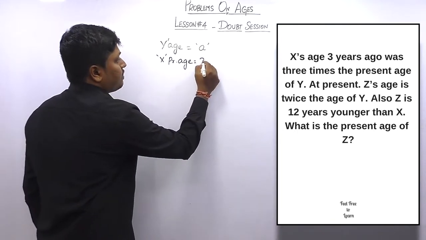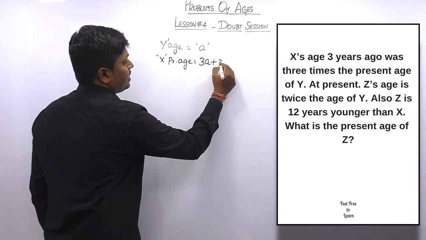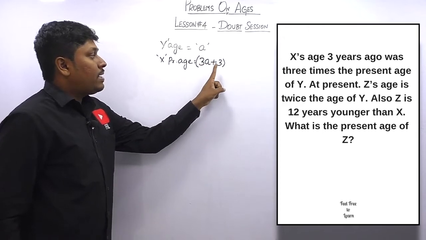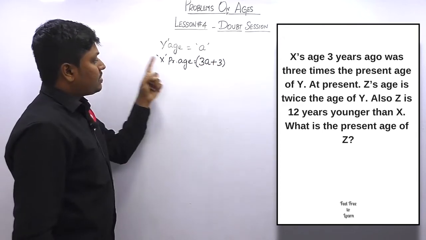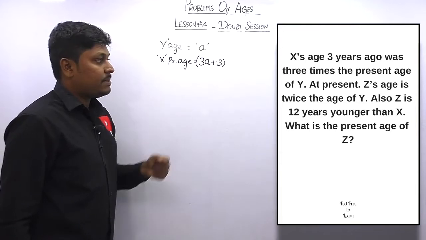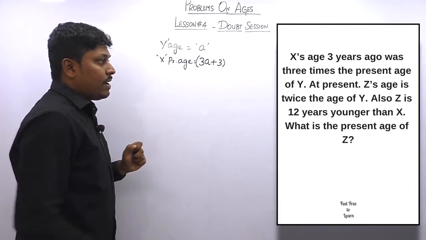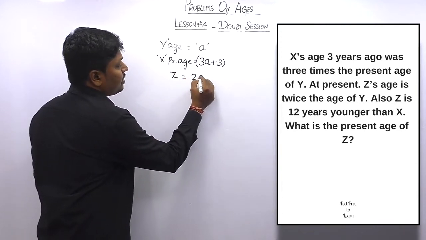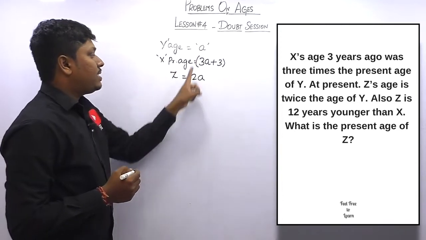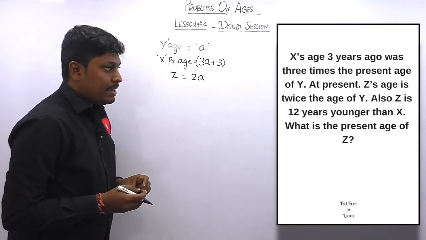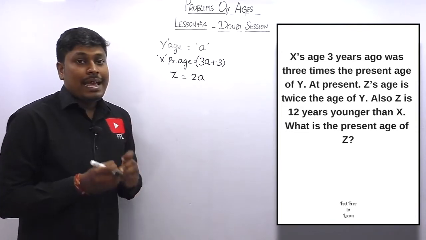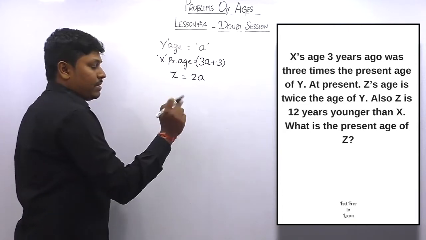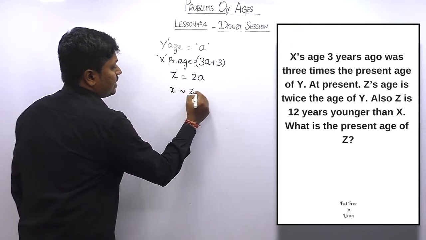So 3 times the present age of Y plus 3 will be the present age of X. Got it? So 3 times the age of Y 3 years ago, right? So from the past to the present, plus 3. So 3A plus 3 will be the present age of X. And Z is 2 times, that is twice the age of Y. So twice the age of Y will be Z. And now what they are saying is Z is 12 years younger than X. The meaning is the difference between X and Z will be 12.